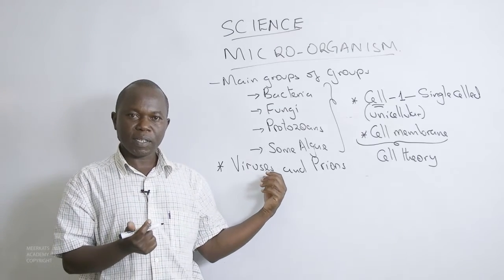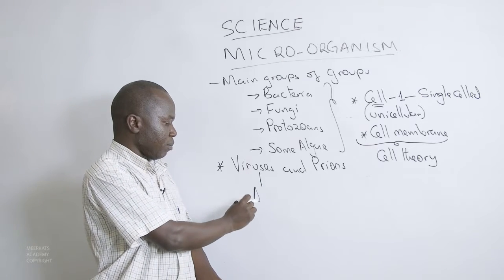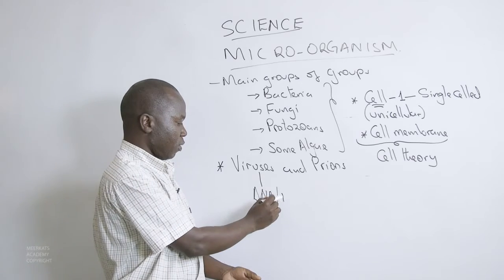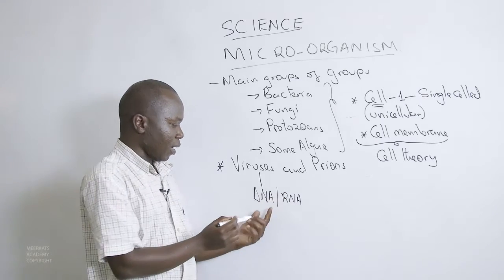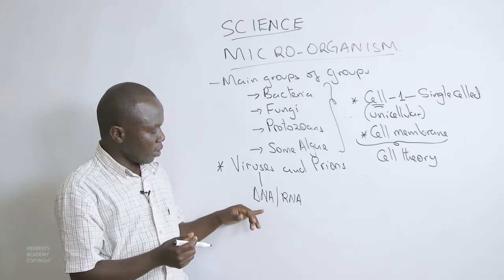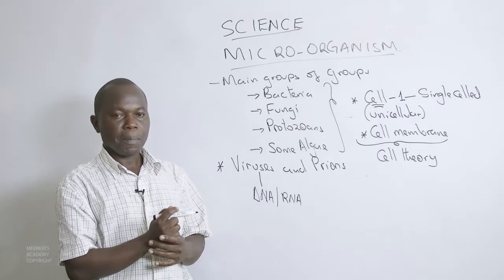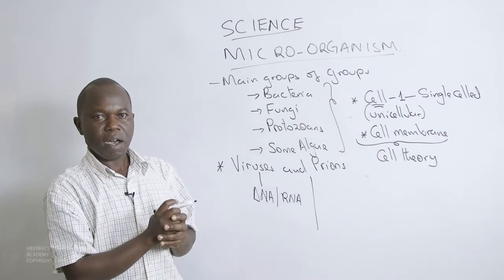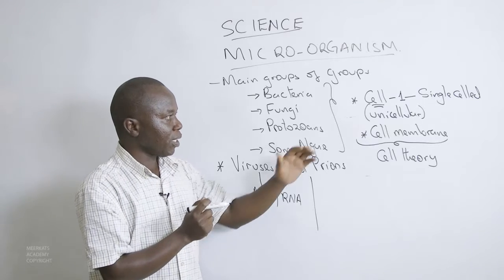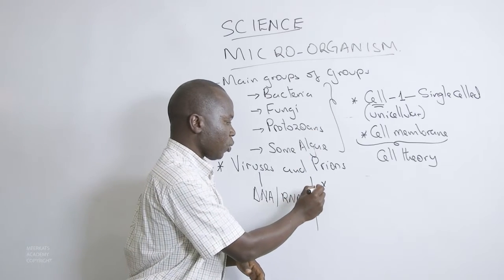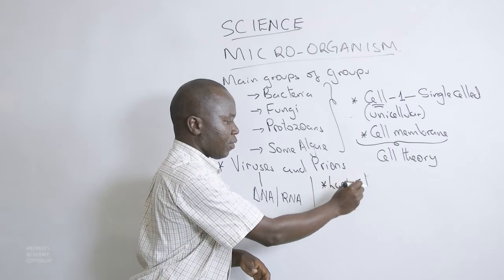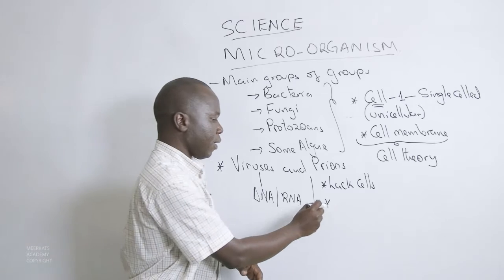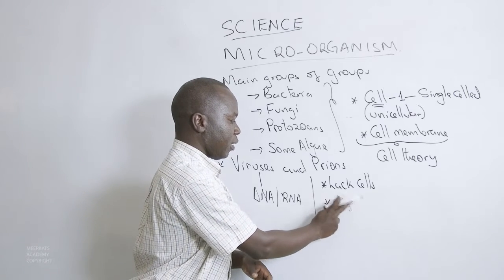And you realize that most of the viruses are just made up of genetic material, either RNA or DNA, or just one or both of them, and the same for prions. So viruses and prions cannot be classified as unicellular or single-celled organisms because, one, they lack cells, as we have already found out, and then they have no cell membrane. They lack a cell membrane.